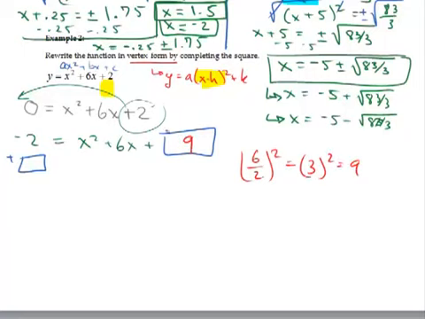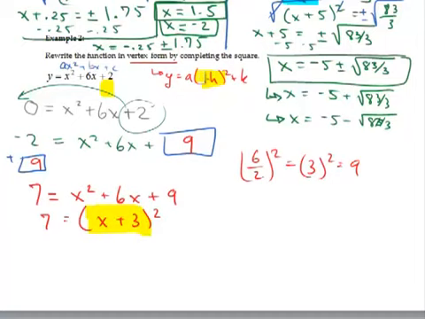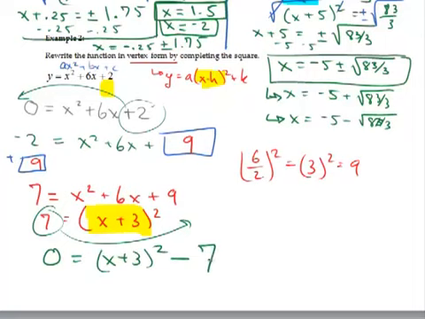Now, good news, we don't have to multiply anything here, right? There's no parentheses, so we just add a 9 to both sides. And that gives us 7 equals x squared plus 6x plus 9. Go ahead and factor this. This becomes x plus 3 quantity squared equals 7. We're almost there. Do you see how this looks like that perfect piece that we have? Now we're going to move the 7 back. So we will have 0 equals x plus 3 quantity squared minus 7.